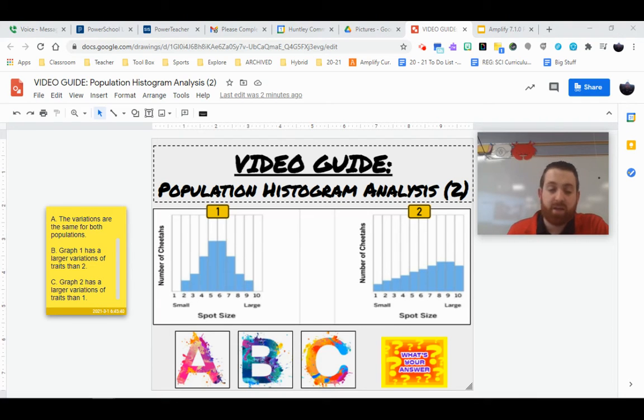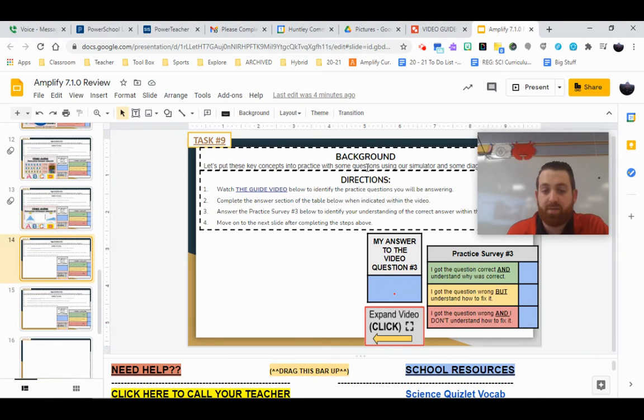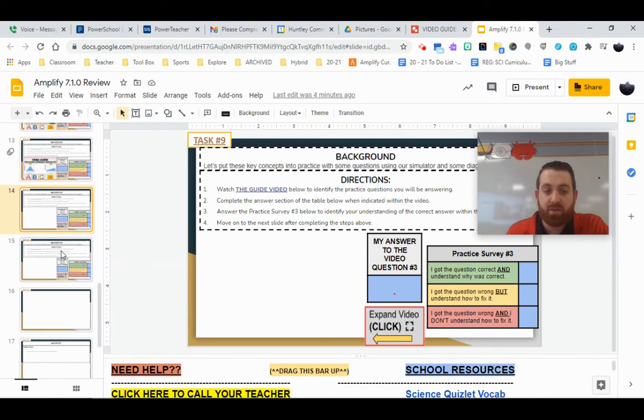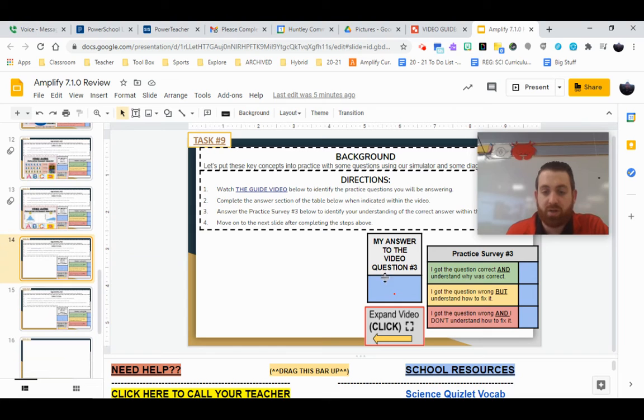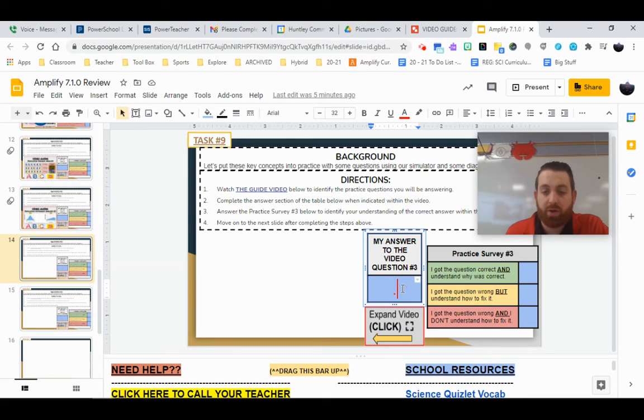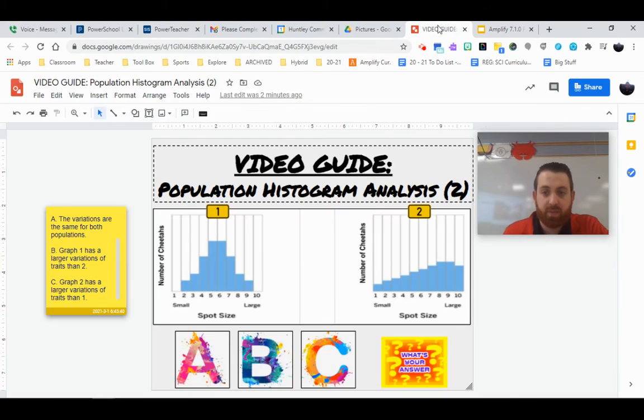So take a second, decide which one you think it is, A, B, or C. When you think you have the answer, dive into the question for number 3. Go ahead and put your answer in there, A, B, or C. At this point, pause the video because the next thing we're going to talk about is the answer to this question. Good luck. So, how do you think you did?